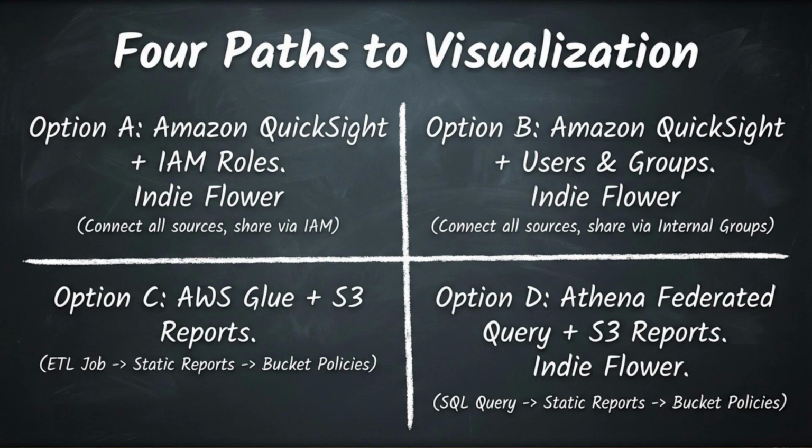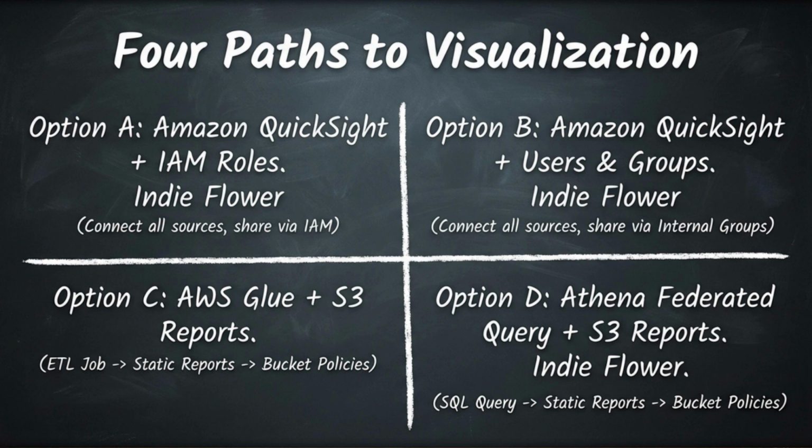Option A. Create an analysis in Amazon QuickSight. Connect all data sources, create datasets, publish dashboards. Share them via AWS IAM roles. Option B. Create Amazon QuickSight. Also connect all sources, create datasets, publish dashboards, but share them via users and groups.